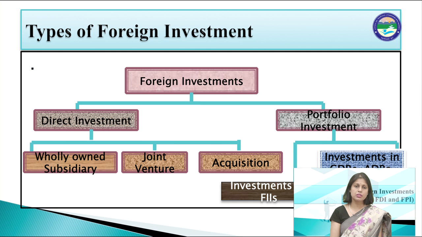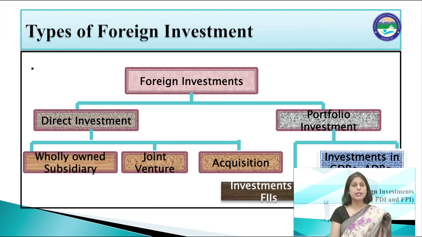When we talk about foreign portfolio investment, there are mainly two routes of portfolio investments in India. First, by foreign institutional investors, FIIs, like mutual funds, and second, through the global depository receipts, GDRs, American depository receipts, ADRs, and foreign currency convertible bonds, FCCBs.